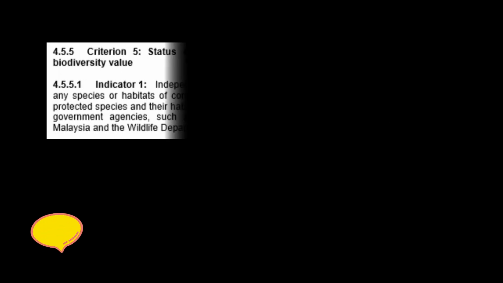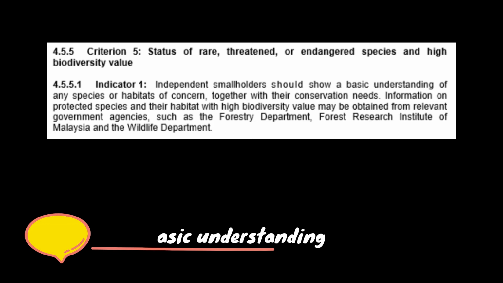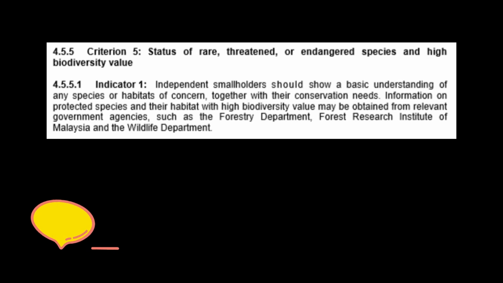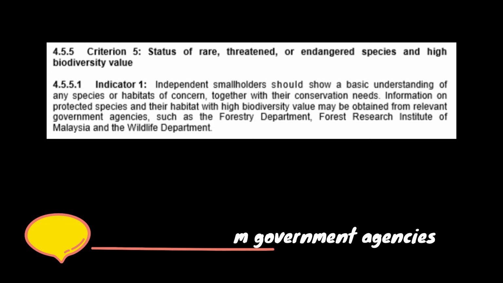So, for MSPO Part 2, the requirement actually mentions that independent smallholder must show basic understanding of species or habitat of concern. In the requirement, it also mentions that they can obtain information from relevant government agencies, for example, the Forest Department or the Wildlife Department.